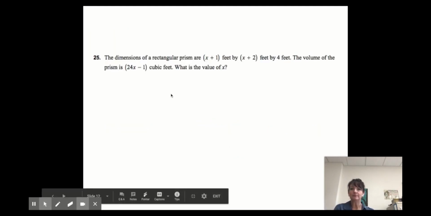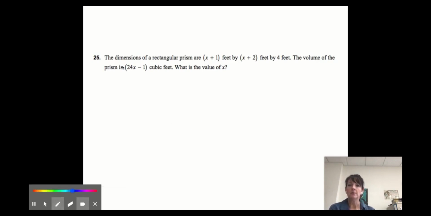Okay, so on this problem, we have the dimensions of a rectangular prism are x plus 1, x plus 2, and 4. This must be the height. So this would be like the length and the width and the height. Okay, the volume is given as 24x minus 1.